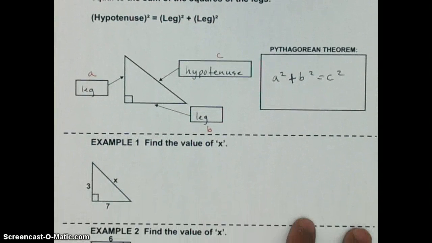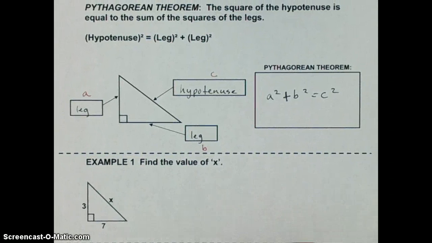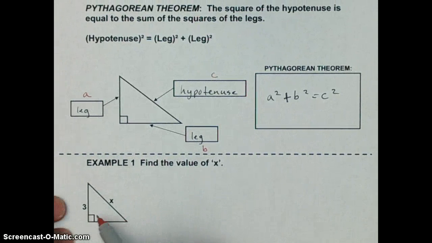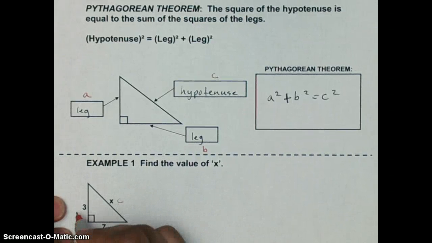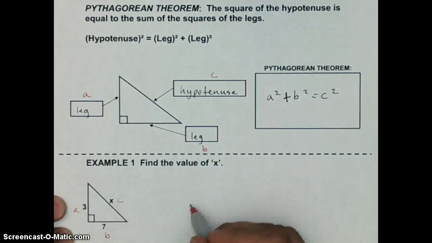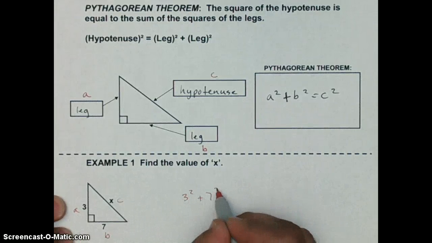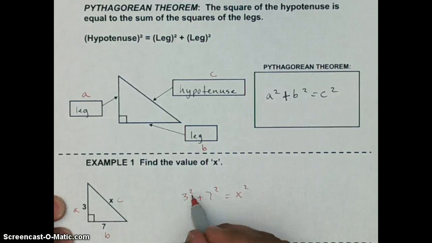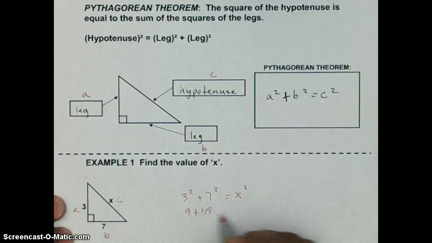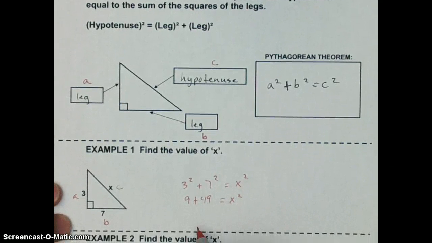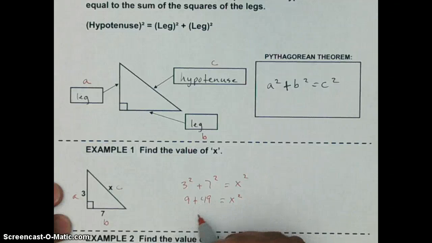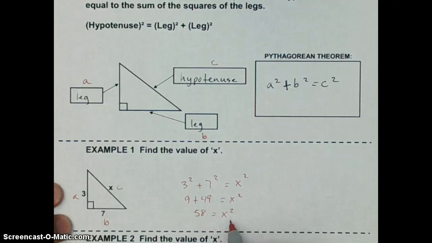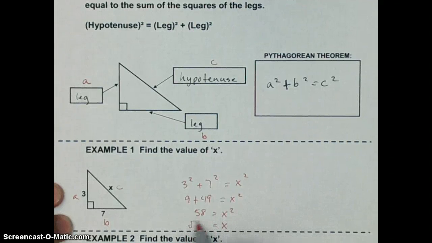Alright, so let's look at an example just to kind of review. The X in this case is across from the right angle, the hypotenuse, so that's going to be my C. This will be A and B. So we'd have 3 squared plus 7 squared is equal to X squared. If I square these, that gives 9 plus 49 is equal to X squared. 9 plus 49 would be 58, equal to X squared. In order to get down to X, I would have to take the square root of 58.